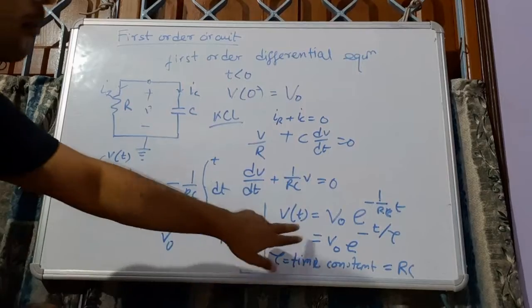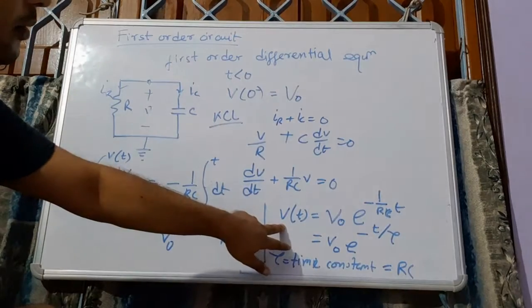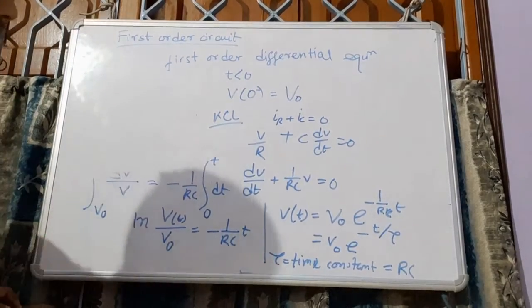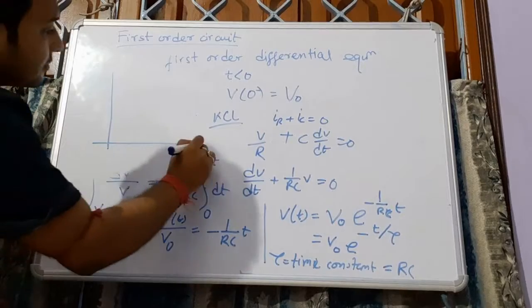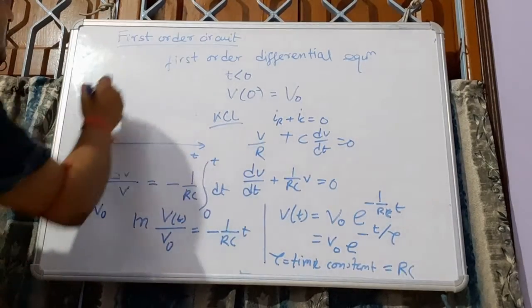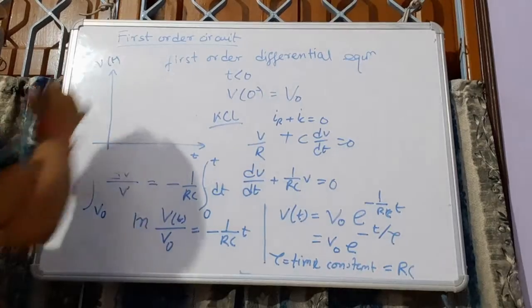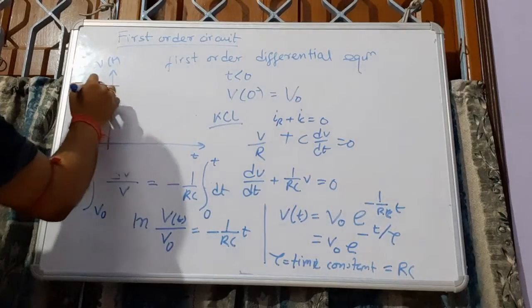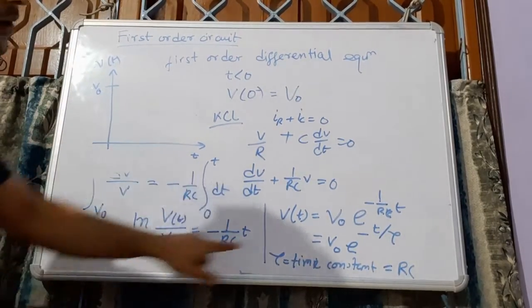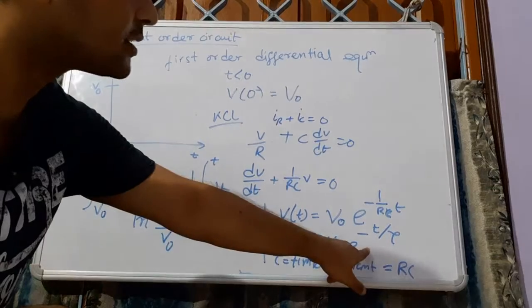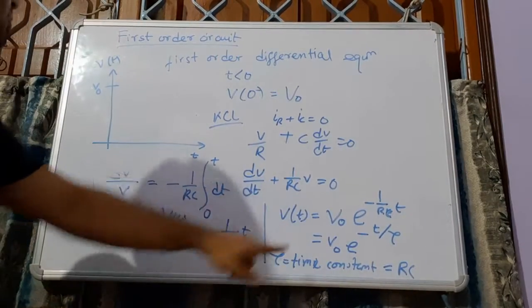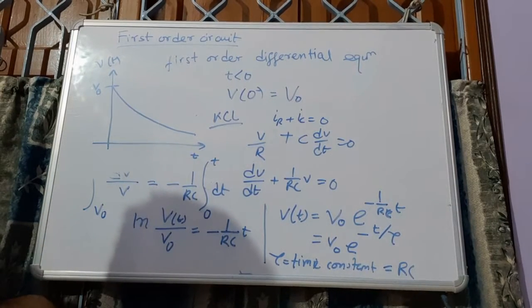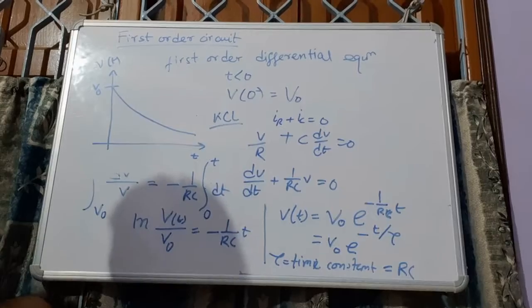Okay, now if I plot the voltage versus time characteristics, we get something like this. Say this axis is t and this axis is V(t). Now you can see that initially the voltage is V0, and there is an exponential decay of this voltage. So this will be like this. Okay, now let's do a problem.